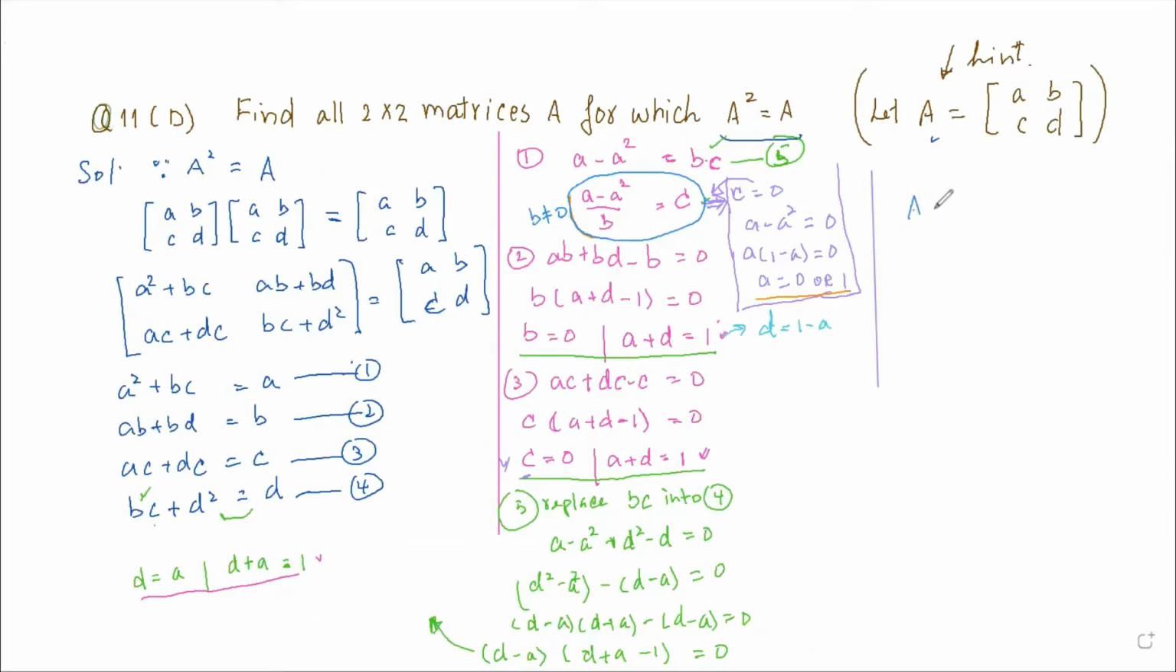So matrix A, I got here A equal to A. I leave A as A here because I will explain later. And then C, I have this one, become A minus A square over B. Okay. And then D is here. So D is 1 minus A. Okay.